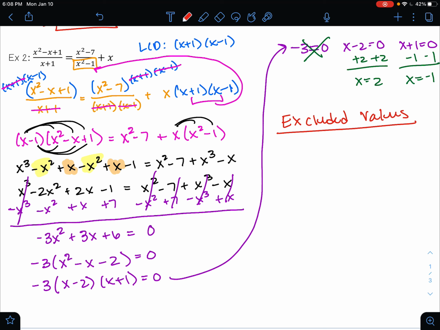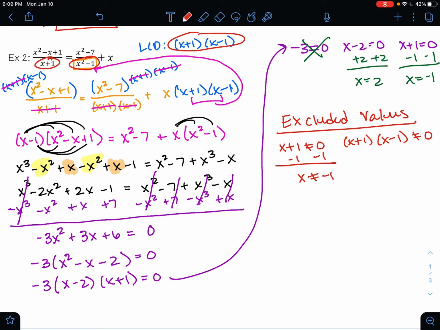So I'm going to set each of my denominators equal to 0 and solve. So my first denominator is x plus 1, so that can't be 0. And then my second denominator is x squared minus 1, but we factor that to be x plus 1, x minus 1. I'm going to use the factored form because it's just one step closer to my answer. So x plus 1 cannot be 0. I'm going to subtract 1 on both sides and get that x cannot equal negative 1.